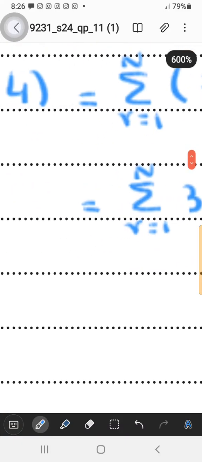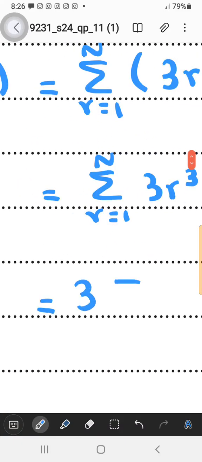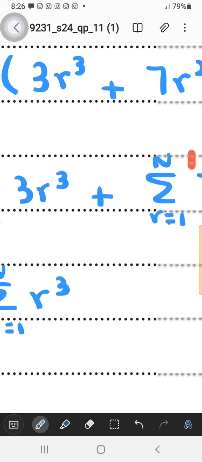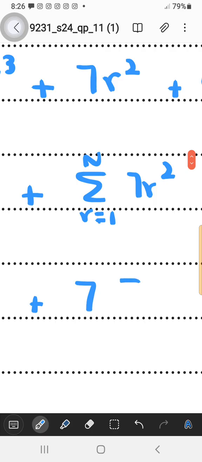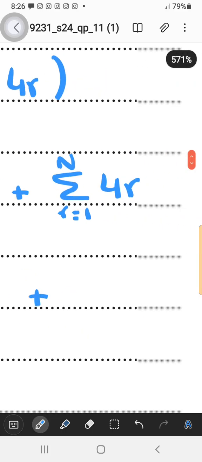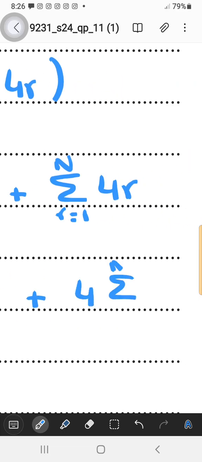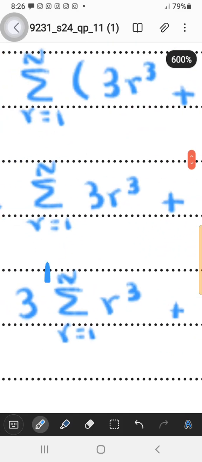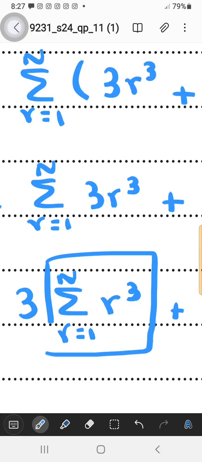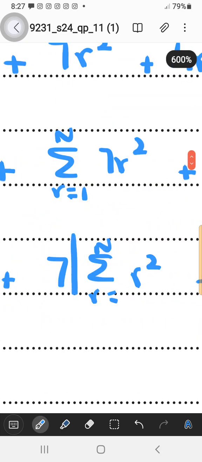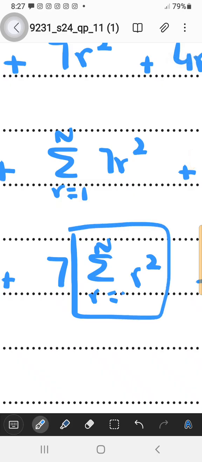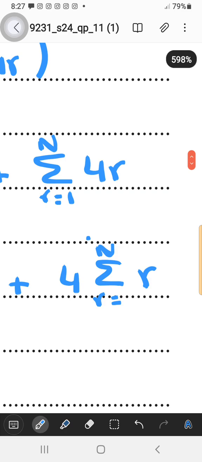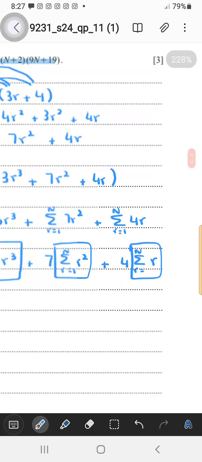We can also write this as 3 times the sum of r cube, plus 7 times the sum of r square, plus 4 times the sum of r, all from r equal to 1 to n. We know this, it is given in MF19. We know this, it is also given in MF19, and we have to memorize this. Okay.